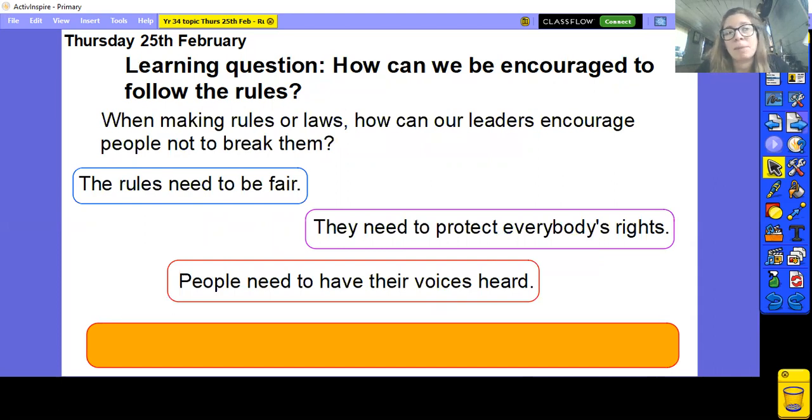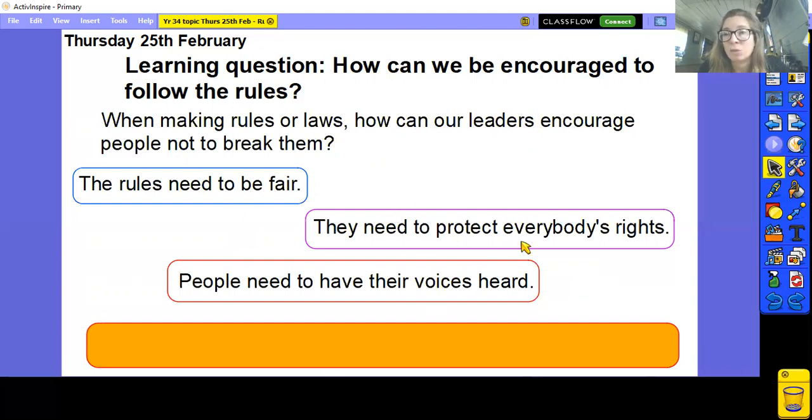So when people are making rules or laws, how can our leaders encourage people not to break them? Well, the rules need to be fair. They need to protect everybody's rights, and people need to have their voices heard. So with an example like I was just talking about, if someone was stealing because they couldn't afford food, then there are different things in place to try and support people in that situation. So we have food banks, or people might get support financially, so they might get money to help them out.